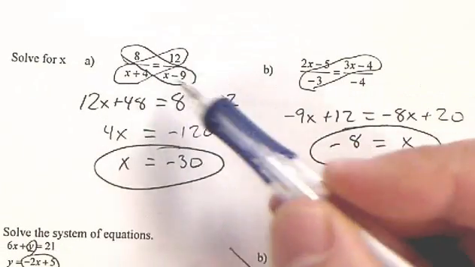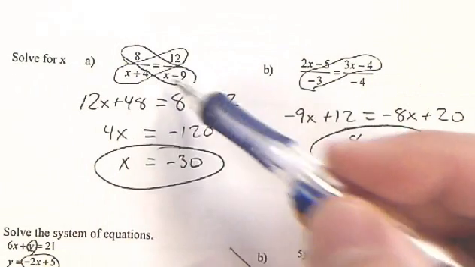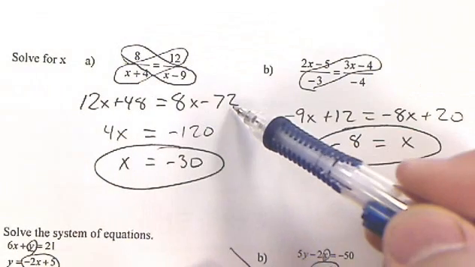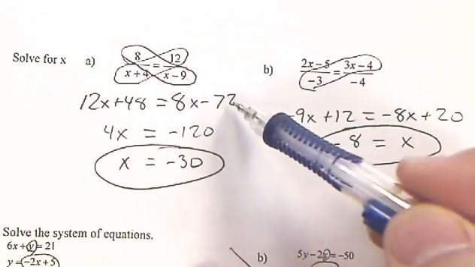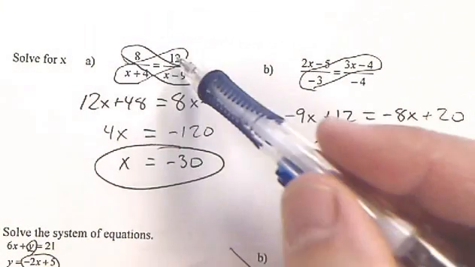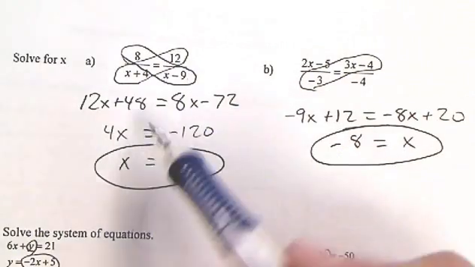I have two ratios that are equal. Cross multiply, butterfly, whatever you want to call it. 8 times x, 8 times negative 9 is negative 72. 12 times x, 12 times 4.